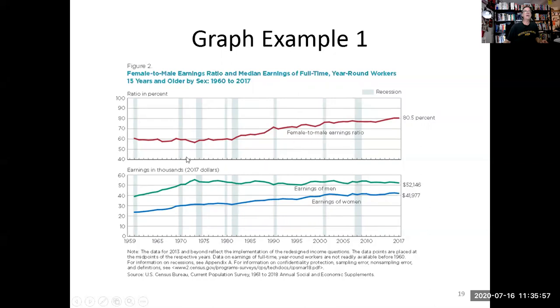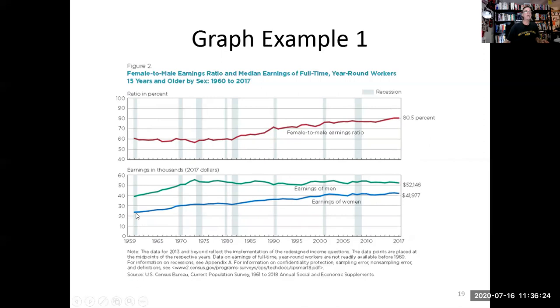Anyway, these are trend lines. On the x-axis, you have the year. The y-axis is the percentage. This is a ratio in percent, female over male times 100. This is actual earnings, in thousands of dollars. It is in 2017 dollars. So that's the standard for comparison.